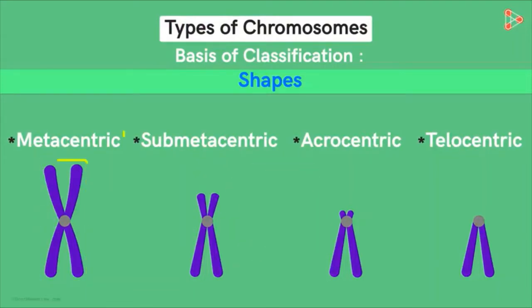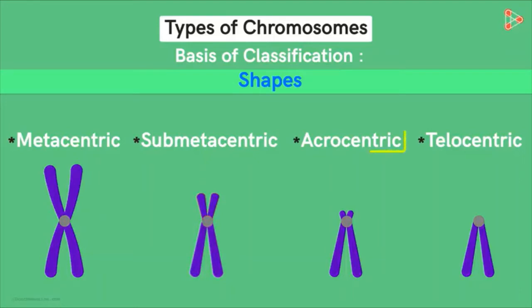This one is called the metacentric type. As we can see, the centromere is placed almost exactly at the center. The two arms seem almost of the same length. We can say that the centromere is placed somewhere in the middle of the complete structure. Now the next type is the submetacentric. Here, the centromere is placed slightly away from the center. As a result, the two arms of the chromosome appear unequal.